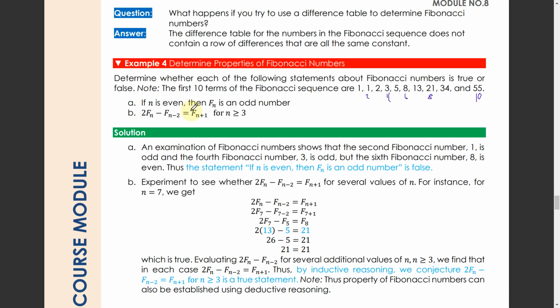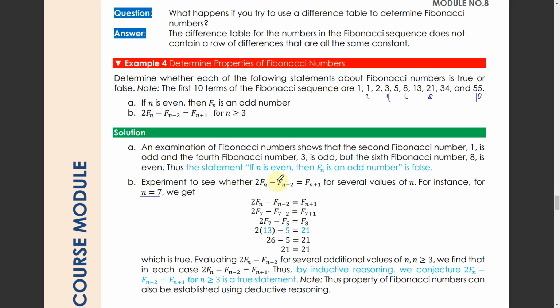So we will prove whether this is true or false. Our n must be greater than or equal to 3. So for example, we take n as equal to 7. Greater than or equal to 3, so n can be 3 here. For example, let n be 7.